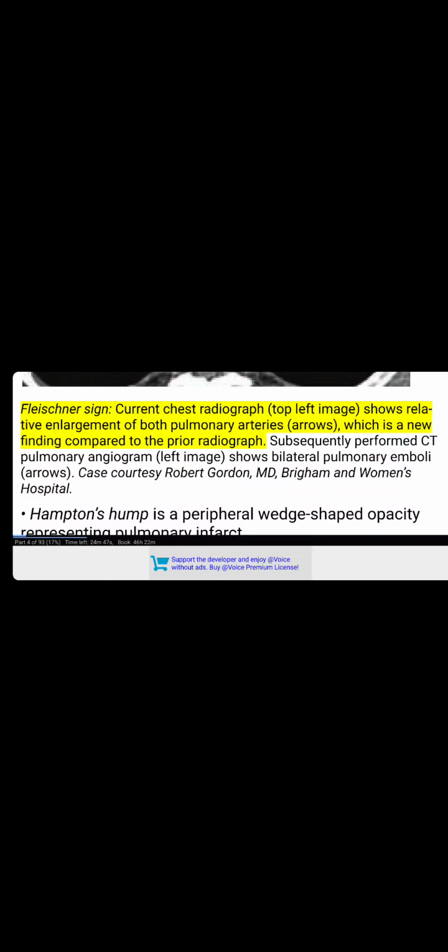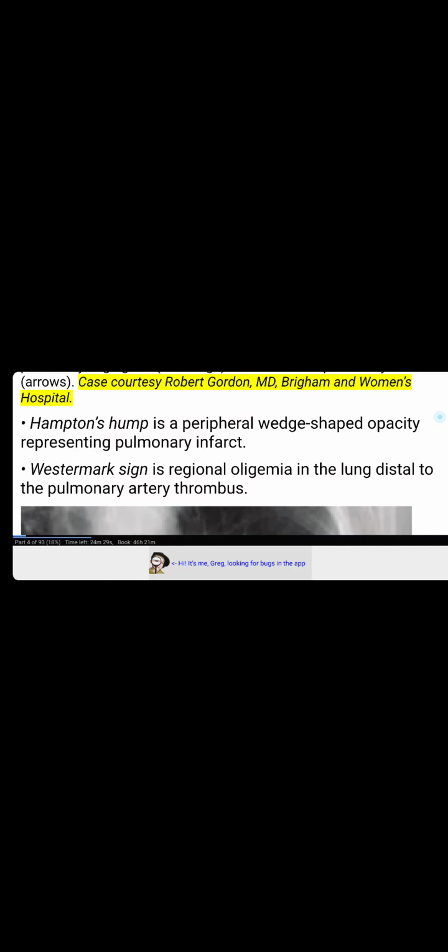Prior radiograph. Fleischner sign. Current chest radiograph, top left image, shows relative enlargement of both pulmonary arteries (arrows), which is a new finding compared to the prior radiograph. Subsequently performed CT pulmonary angiogram, left image, shows bilateral pulmonary emboli (arrows). Case courtesy Robert Gordon, MD, Brigham and Women's Hospital.